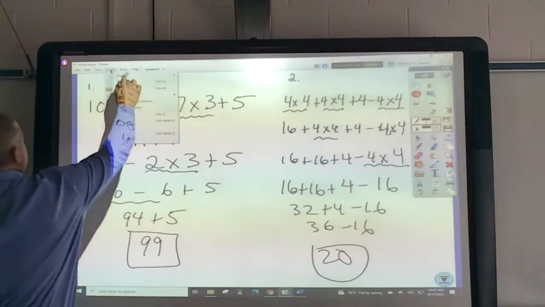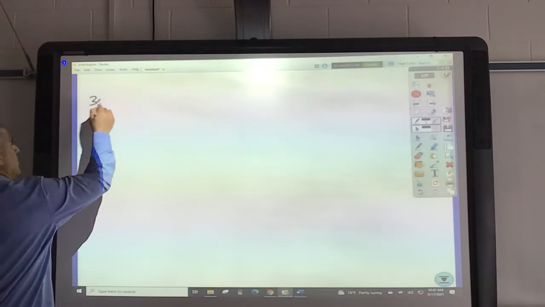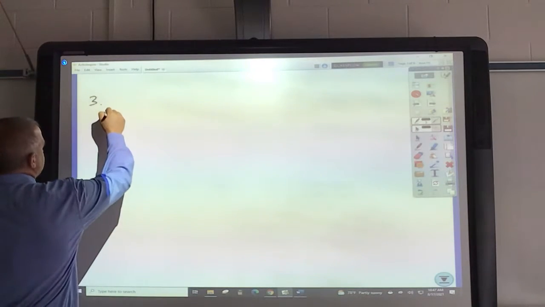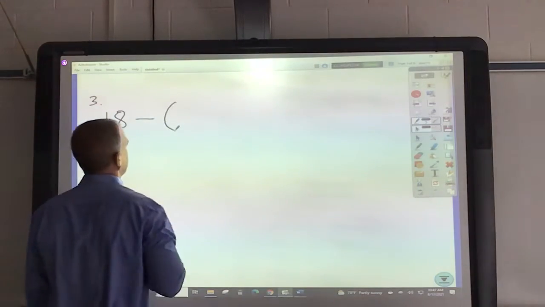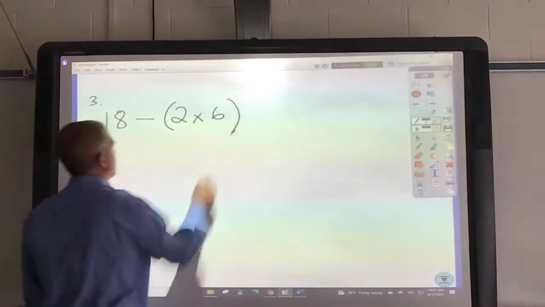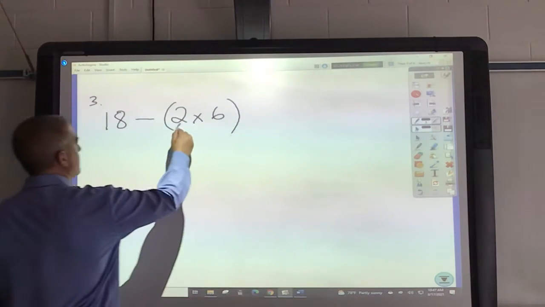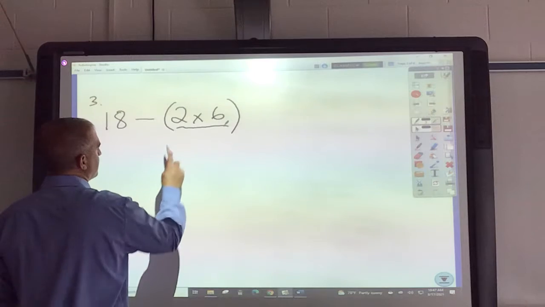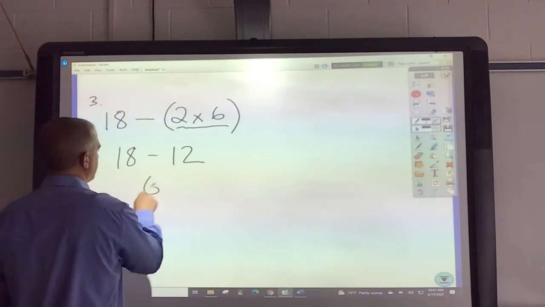Let me insert a page after. Okay, let's do one more together. Let's say I've got 18 minus, in parentheses, 2 times 6. The parentheses would be the first thing that we would do here. So what I would want to do is figure that out first. That's going to be 12. So then 18 minus 12 is 6.